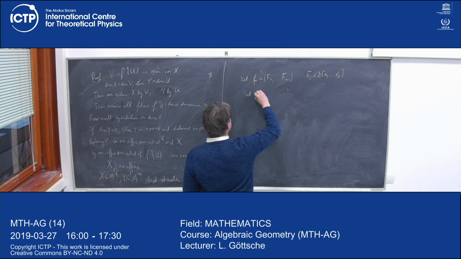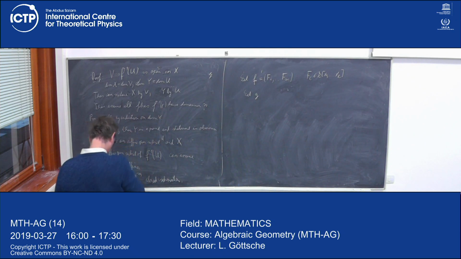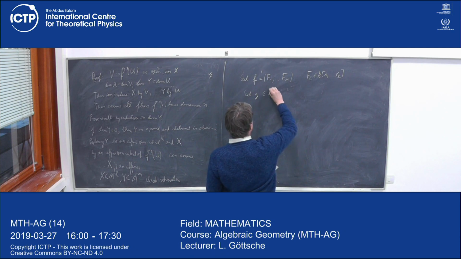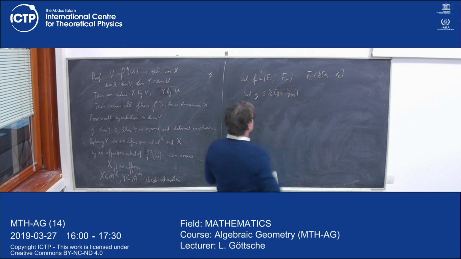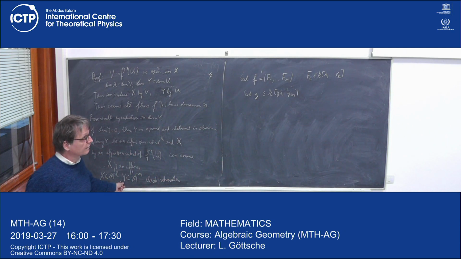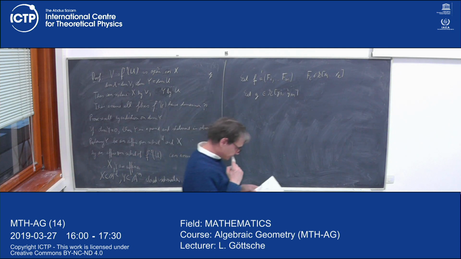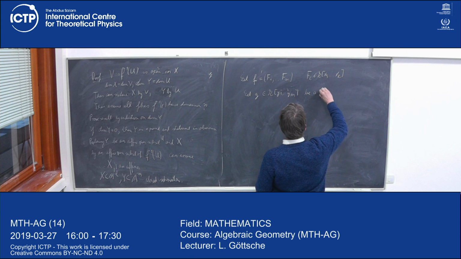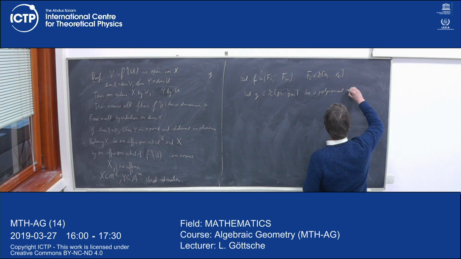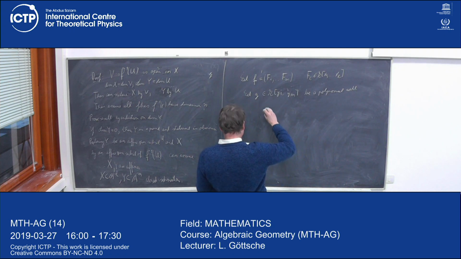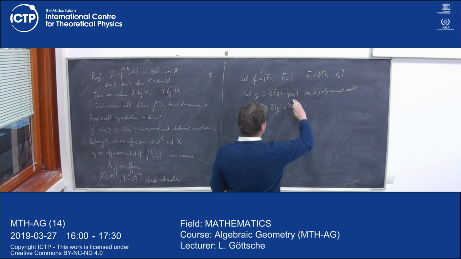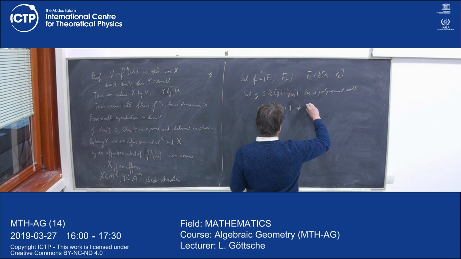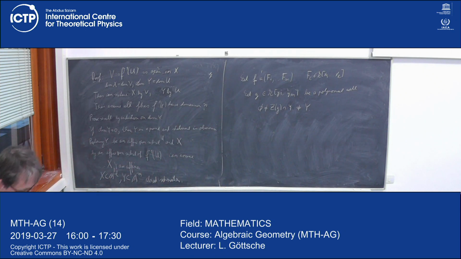So let g be a polynomial. Maybe I call the coordinates on y the y coordinates, and the coordinates on x the x coordinates. g is a polynomial such that the zero set of g intersected with y is not empty and it's also not equal to y, so that our theorem applies.